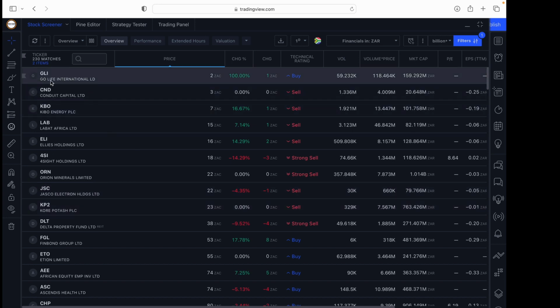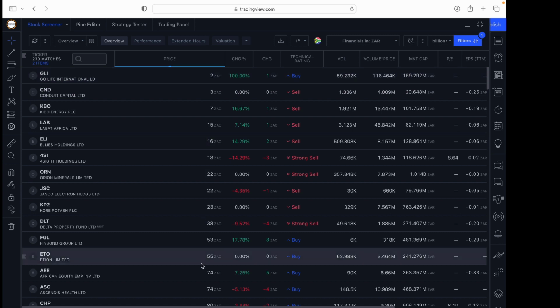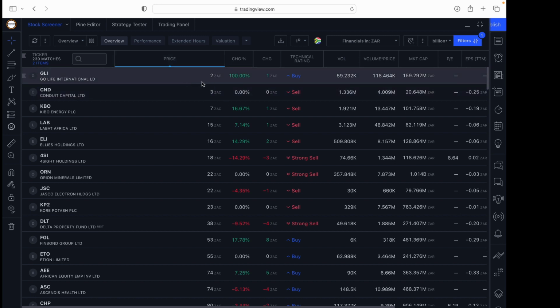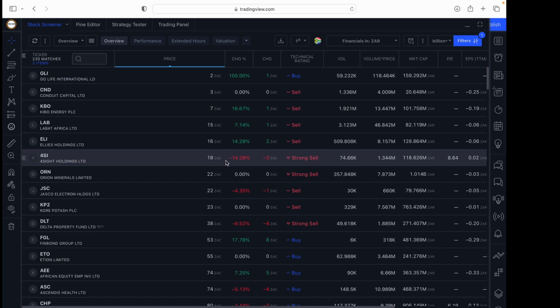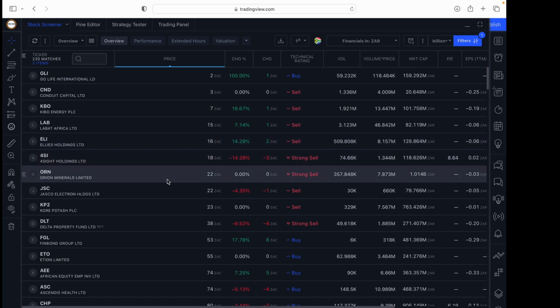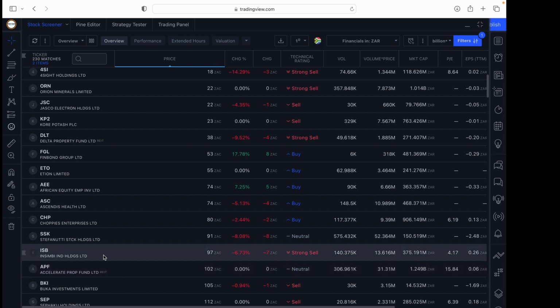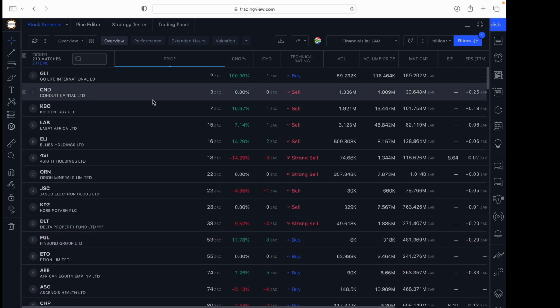Here you can see we're starting with Go Life International. The shares are sorted based on their prices. You can sort them by their names, but in this case they are sorted by price. It doesn't matter what you want to sort them by. Even if you are looking for penny stocks, for those people that are interested in penny stocks, you can see all the companies that are trading below R1 per share, from Insimbi Holdings all the way down.